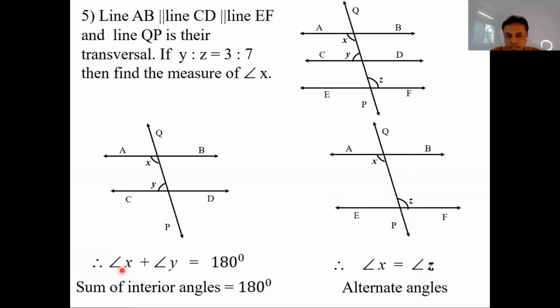Now here we are using the same property over here. First of all, we write X plus Y is equal to 180 degrees. Now the value of X is equal to the value of Z, so we can write angle Z plus angle Y is also 180. And about angle Z and angle Y, we have a relation, that is 3 is to 7. Then we are using it.